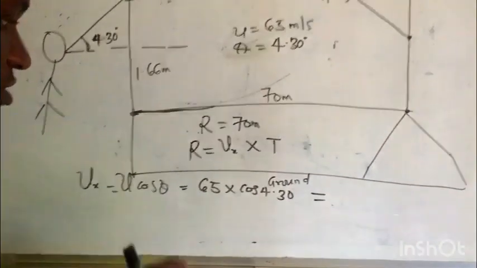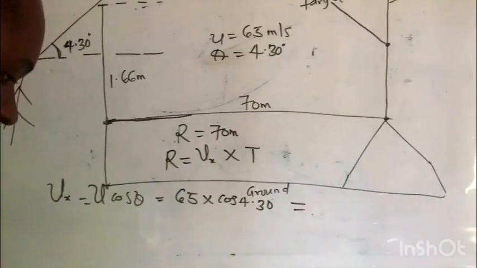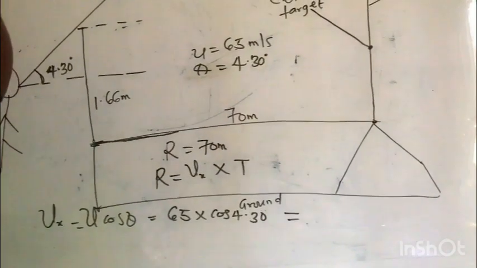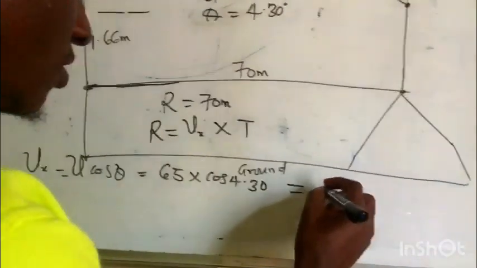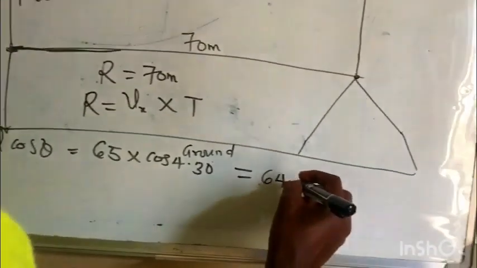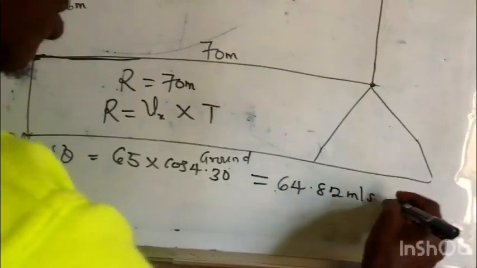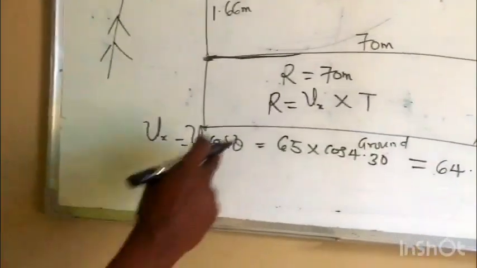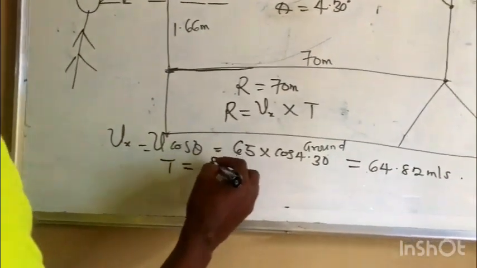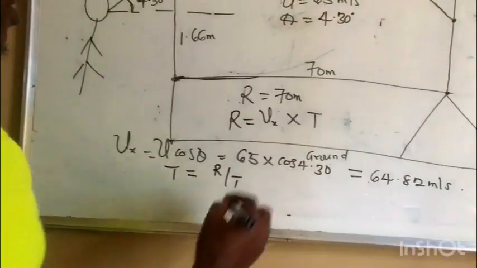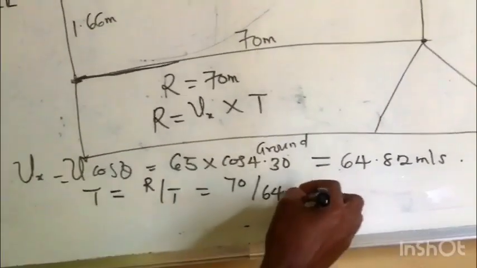Now 65 times cos 4.3 degrees gives us 64.82 meters per second. That means if this is our ux, we can now get our t, the time of flight, which equals R over ux, which is 70 divided by 64.82.